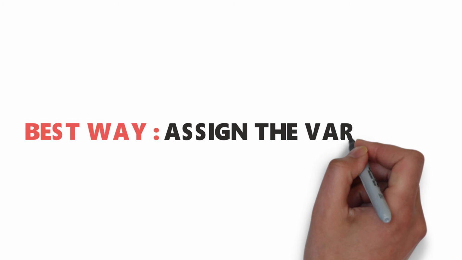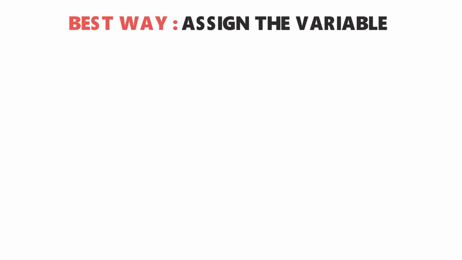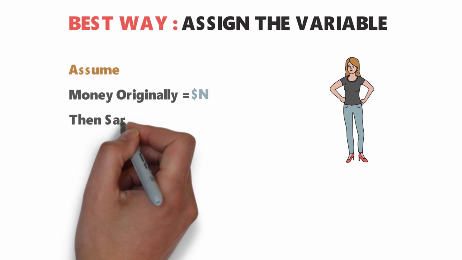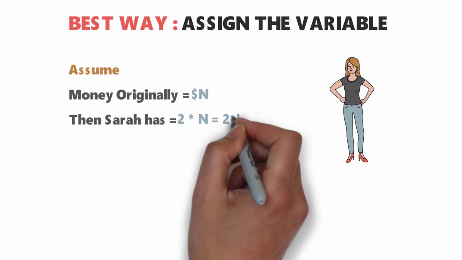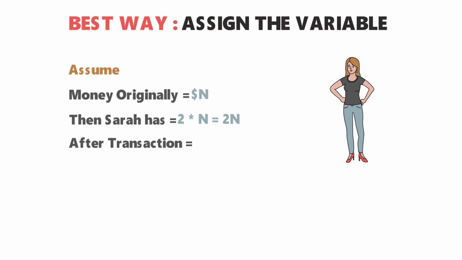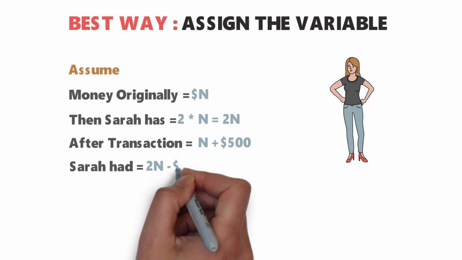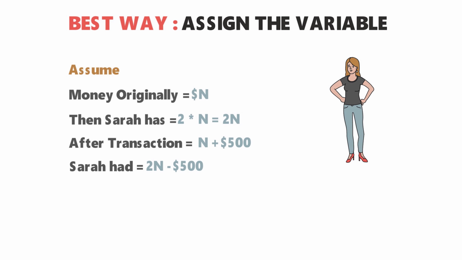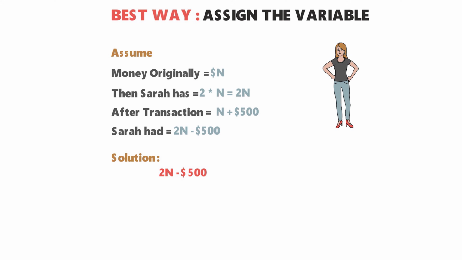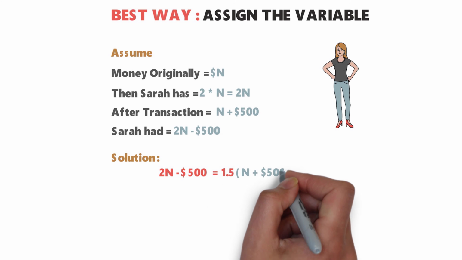The best way to solve this challenge is to assign a variable to what Nicole had originally. If we assume that Nicole had originally N dollars, then Sarah will have twice as much, meaning 2 multiplied by N, or 2N. That means that after the transaction, when Nicole received additional money from Sarah, Nicole had N plus $500, and Sarah had 2N minus $500. Based on this information, we can build an expression. 2N minus $500 equals 1.5 multiplied by (N plus $500).